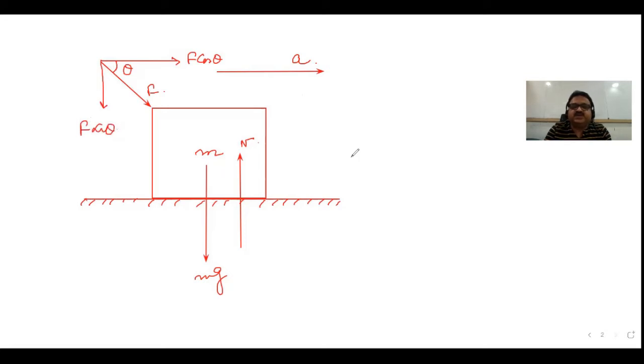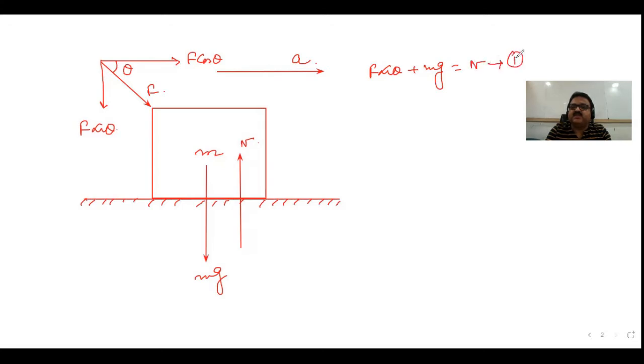Now always remember, check the motion. Since there is no motion taking place along the y-axis, the net motion along the y-axis is 0. That means the net force acting along the y-axis is also 0. So mark all the forces which are acting downward: F sin theta and mg. Write down that F sin theta plus mg is the net force acting downward, and the force which is balancing it in the upward direction is N.